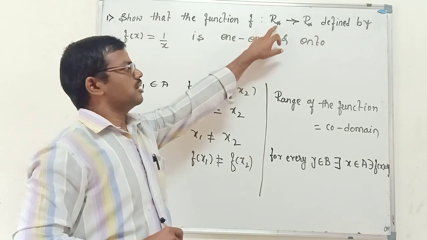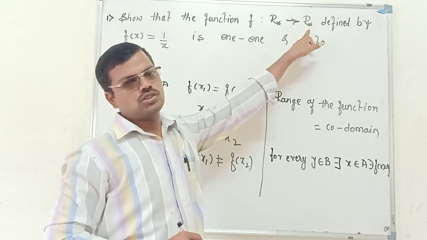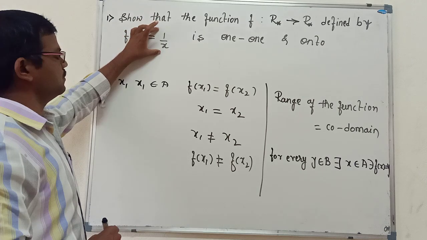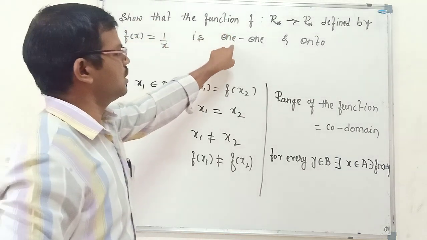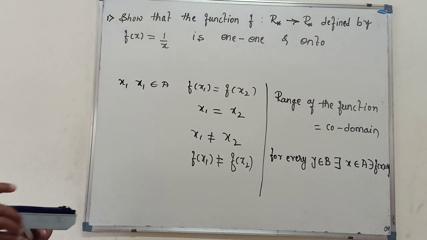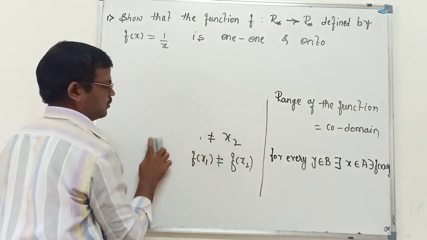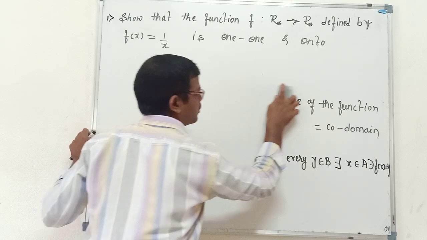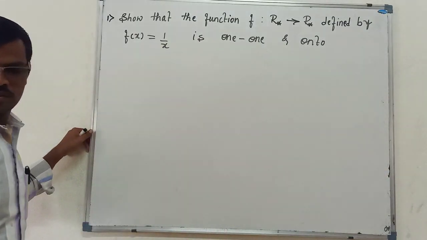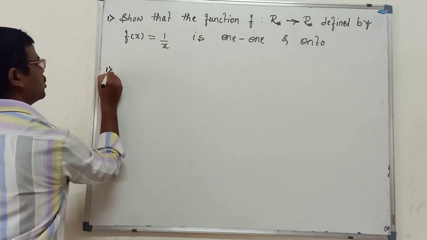So the function is from the set of non-zero real numbers to the set of non-zero real numbers. For this set we have to discuss whether this function is one-one and onto. Let me verify whether the function becomes one-one or not. So first, one-one function.